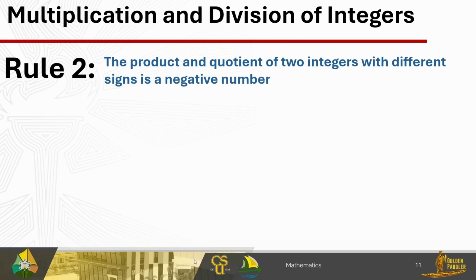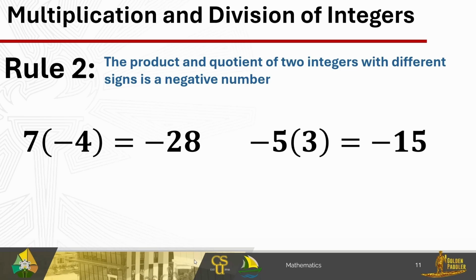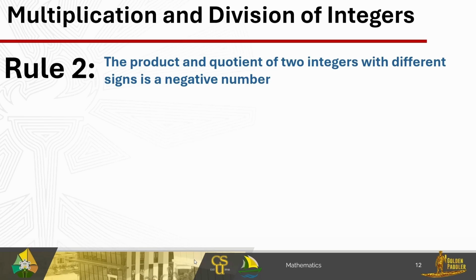Rule number 2: the product and quotient of two integers with different signs is a negative number. Say for instance, 7 times negative 4, the answer is negative 28, since 7 and negative 4 have different signs. On the other hand, negative 5 times 3 is equal to negative 15. So the answer is negative, since negative 5 and positive 3 have different signs.